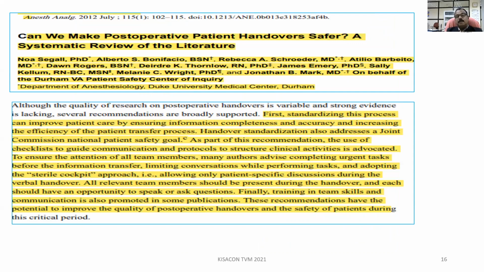How about the patient handover in the postoperative part? They say that training in team skills and communication should be promoted, and these recommendations have the potential to improve the quality of postoperative handovers and safety of patients during this critical period. So communication in the theater is very, very important.